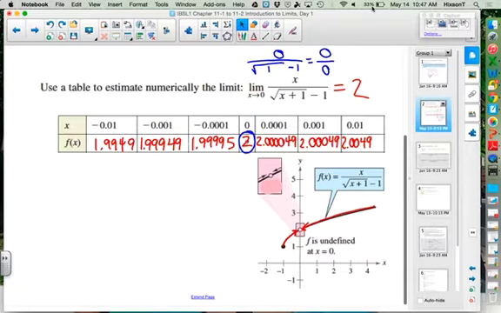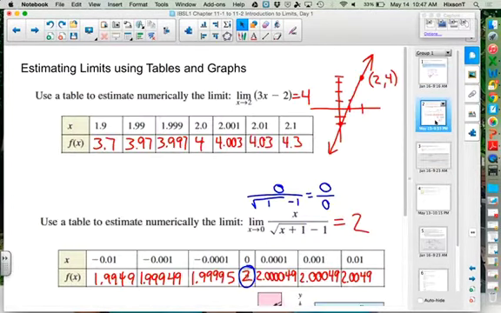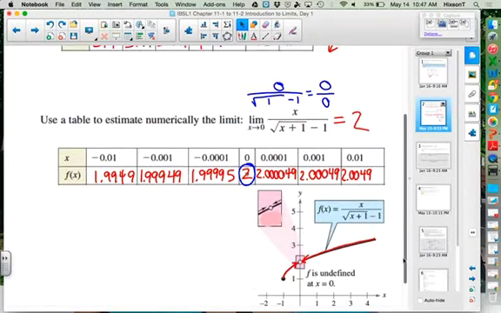We're going to learn how to say for certain that it's 2 later. I'm just using the tables like this as an approximation method for limits. That's all we can do with this at this point, but it's good to help us see what's going on with the graph.